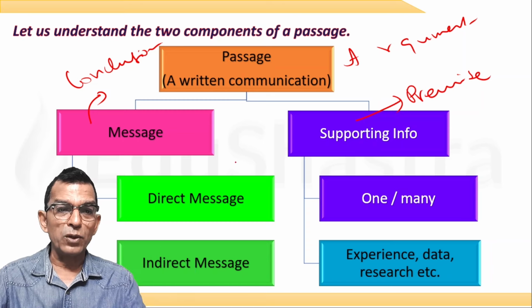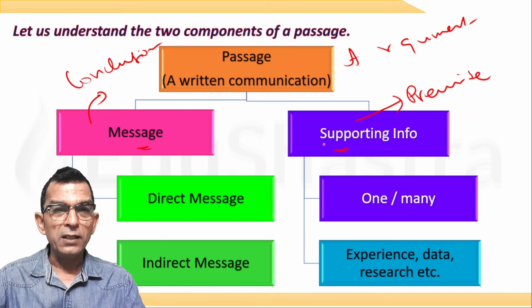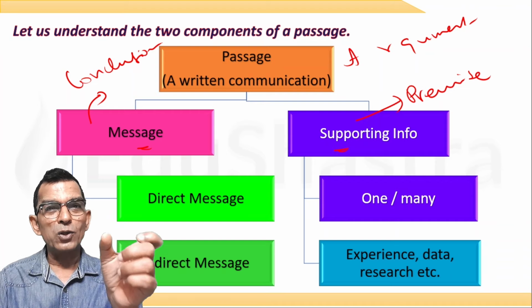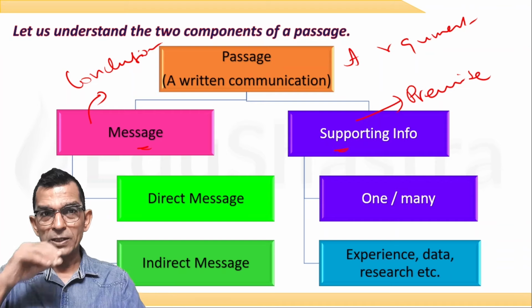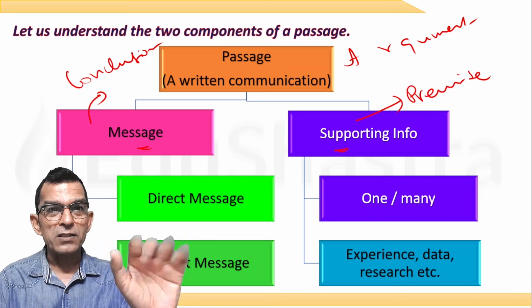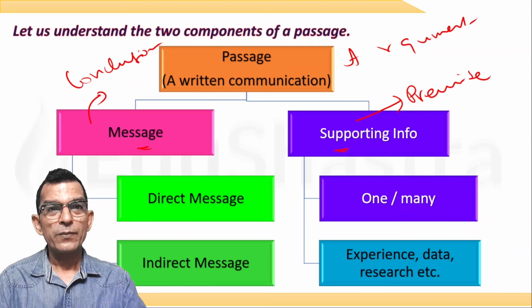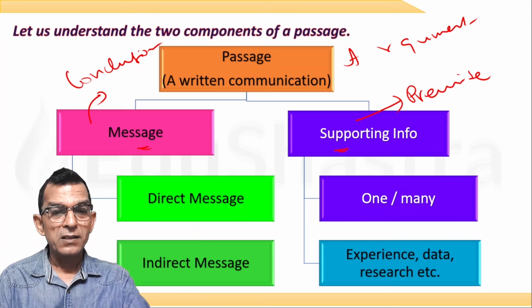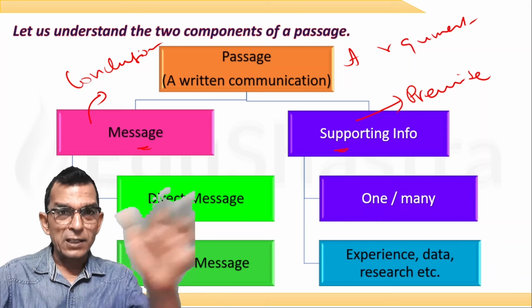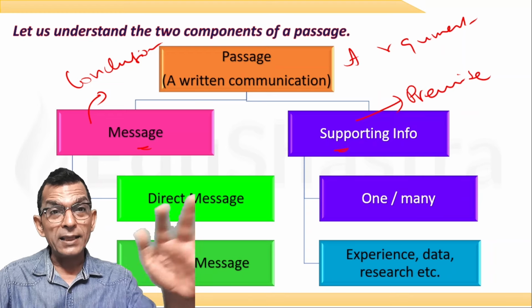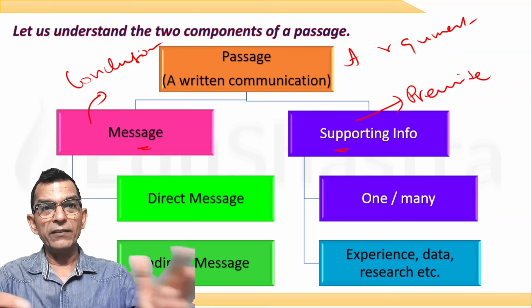And sir, if these are only two and these look so easy, then why should we have such a long passage? Now the thing is, I might have one or two sentences only as my conclusion. But I need to give at least five reasons. So I'll write five different paragraphs for each of my reasons. So the passage becomes longer. The message has to be there. The supporting information has to be there. And then everything else starts.